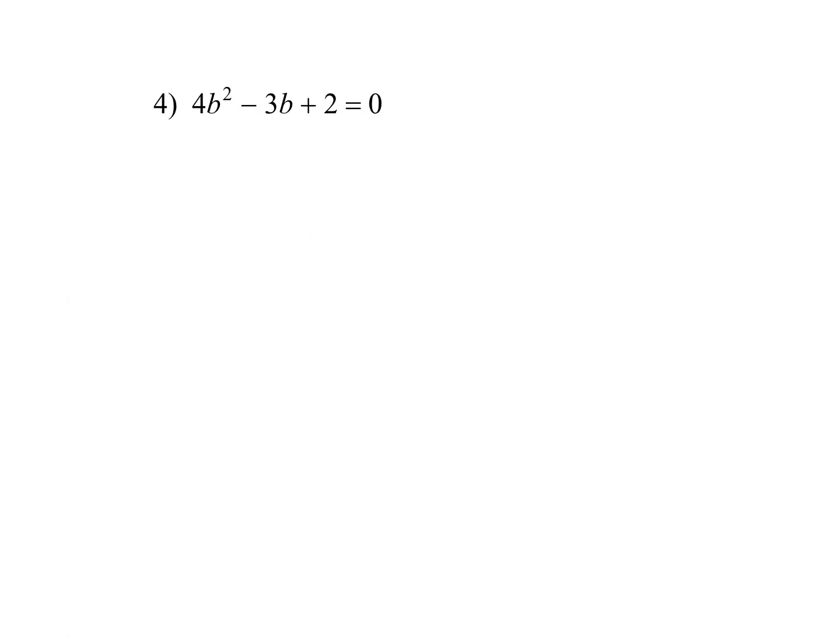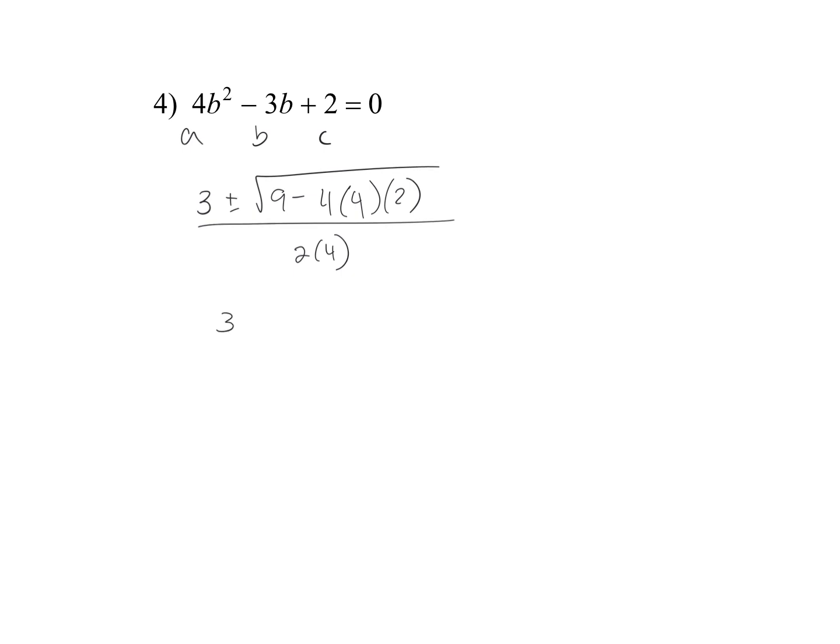So for 4, we have A to be 4, B to be negative 3, and C to be 2. Again, plugging it in. Minus B, I'm just going to go ahead and write 3, plus or minus B squared is 9, minus 4 times A times C. All of that over 2 times 4.